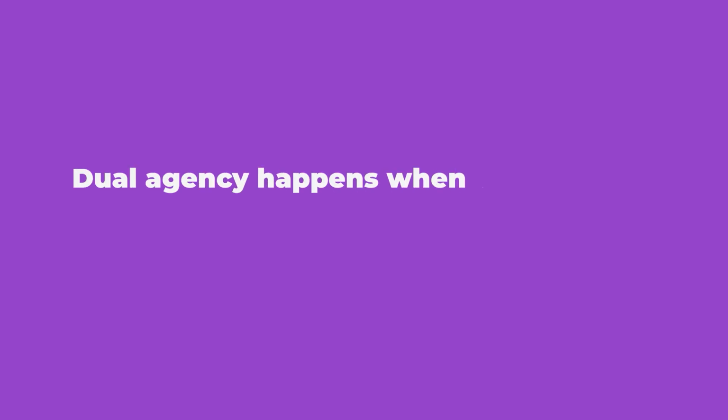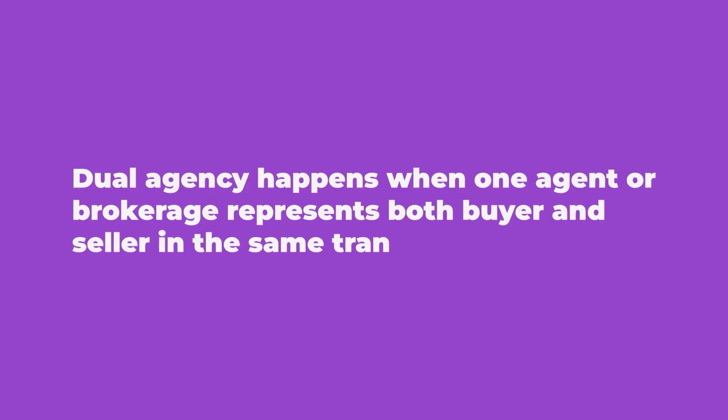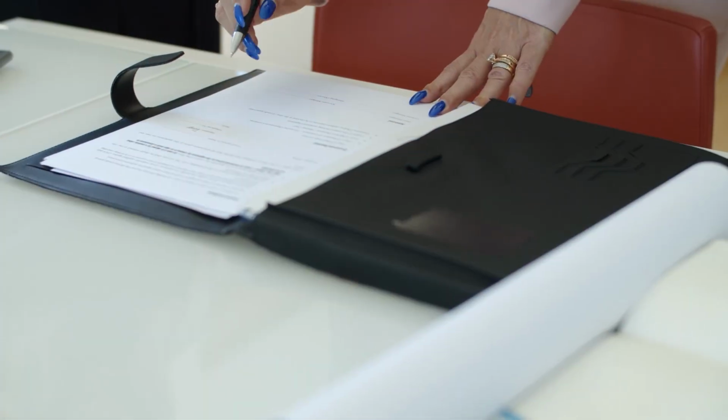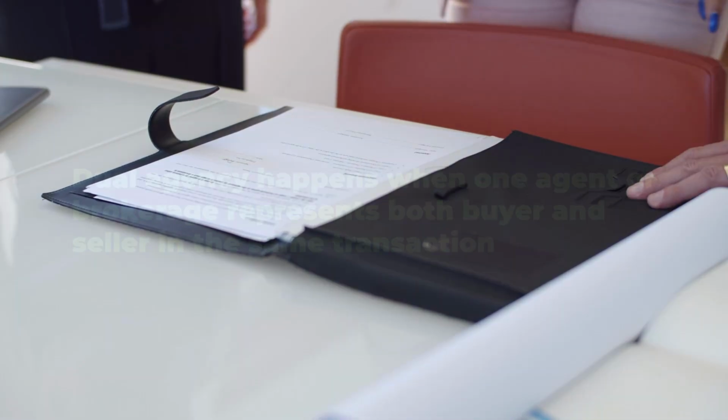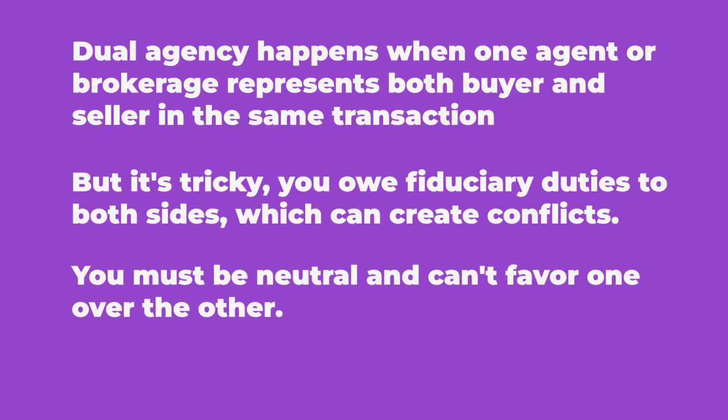Dual agency happens when one agent or brokerage represents both buyer and seller in the same transaction. It's legal in California with full written disclosure and consent from both parties. But it's tricky. You owe fiduciary duties to both sides, which can create conflicts. You must be neutral and can't favor one over the other. Many brokerages avoid it entirely because of liability risks.